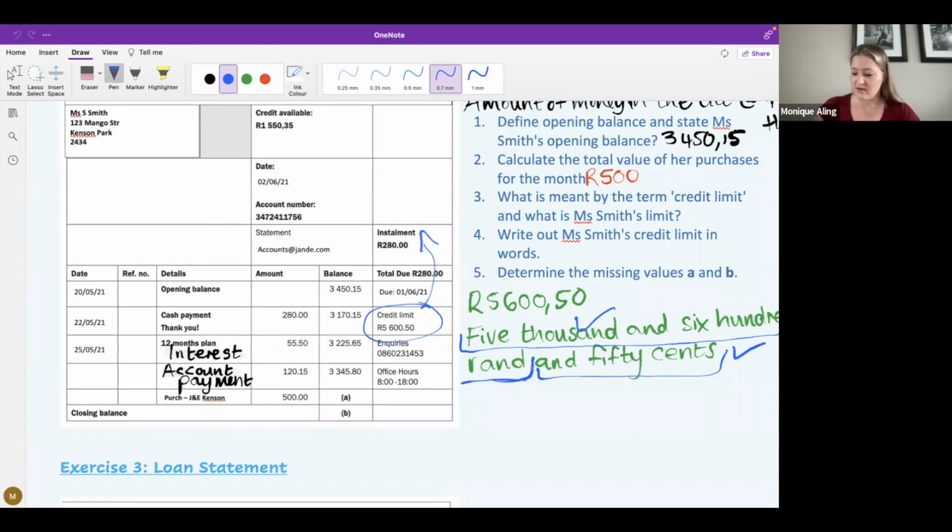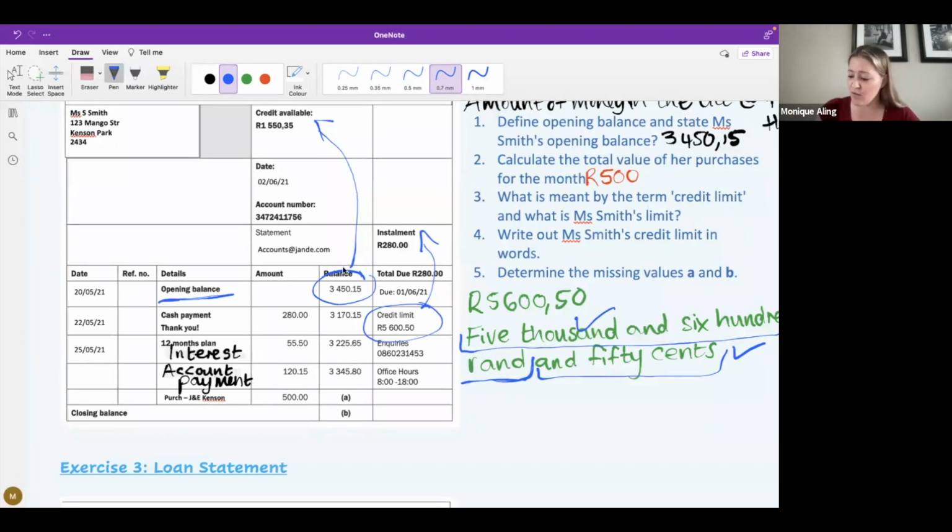Now, they've shown us an opening balance of 3,450.15. That means she spent that much of the money they've lent her. But that's not the full amount. So she still has some to spend, which is her credit that is available. She's able to still spend 1,550 Rand and 35 cents. So that's what all these different things mean.